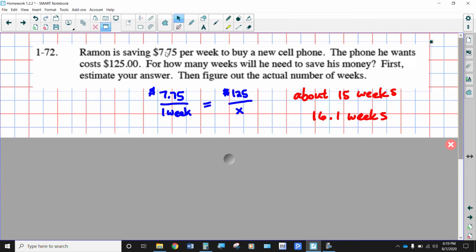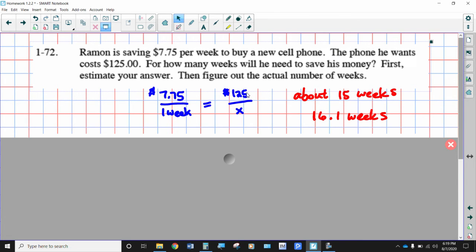Okay, well, this is kind of like a unit rate. So what do you multiply times 7.75 to get you as close as you can get to 125? So first estimate it, and 10 times this is $77, and you take half of that, that's going to probably get you up into the 120 range. So I predicted around 15 weeks.